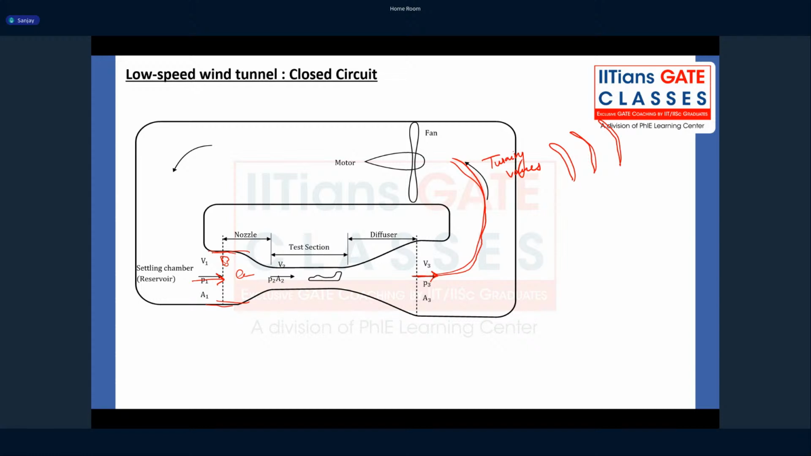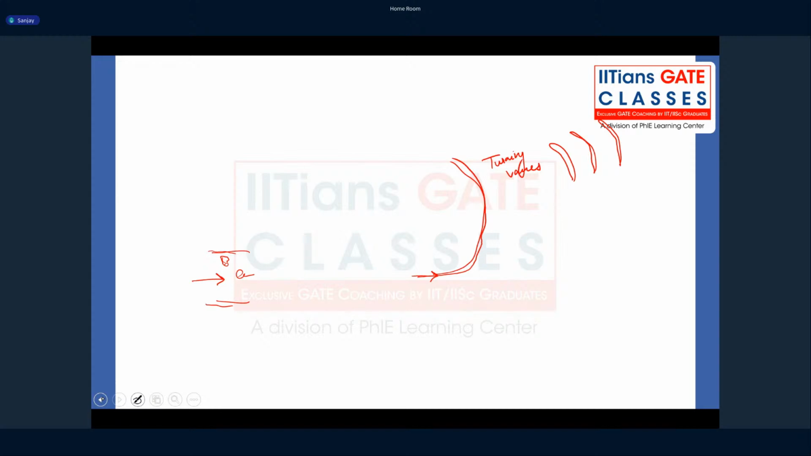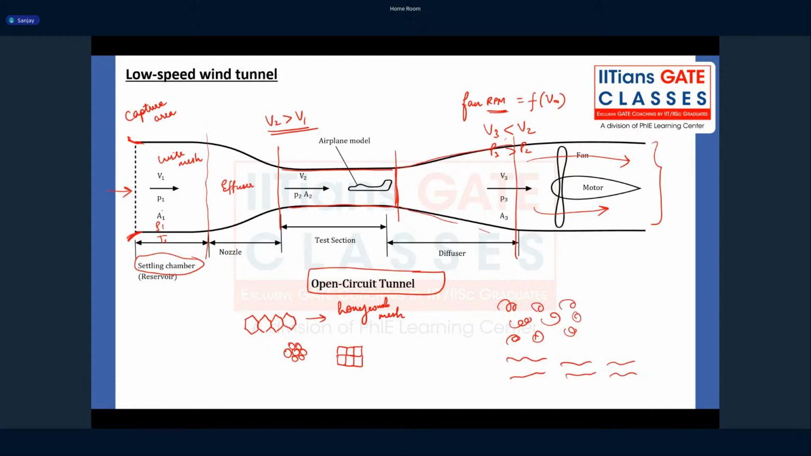What happens in the case of an open circuit tunnel? Every time, new air enters the tunnel. So if it's the summer season, you will have very hot air where the density is less. If it is the winter season, you will have very cold ambient air, where the temperature is less and the density is higher. So it is going to affect the quality, right?